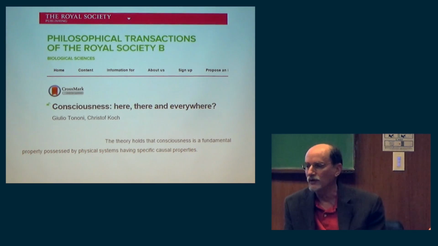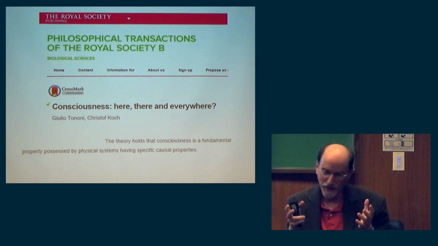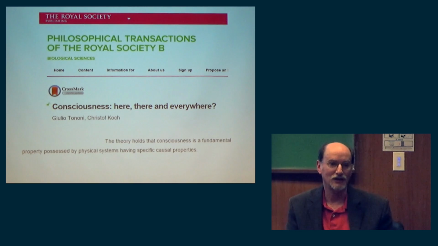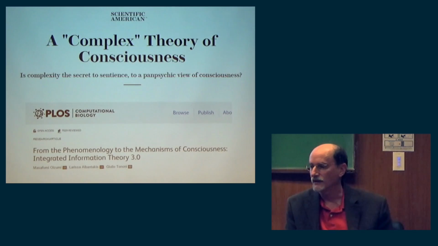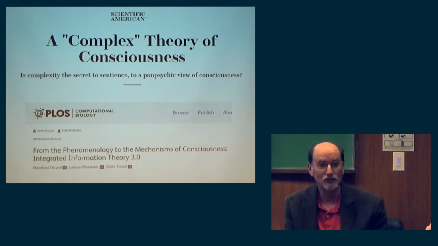Here's another example. The Royal Society publishes this article by Tononi, who's a physicist, and Koch, who's a neuroscientist: Consciousness here, there, and everywhere. So more and more neuroscientists, even though they're within a paradigm where consciousness is supposed to emerge out of the brain, are beginning to change their mind as well. And then this last one is a complex theory of consciousness in Scientific American, which is very orthodox in terms of the way they think about things. And here too, maybe there's a panpsychist view of consciousness.